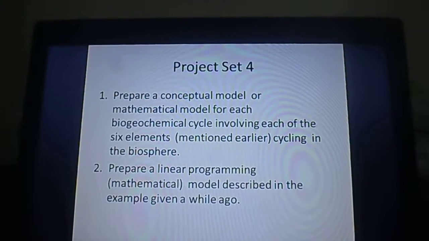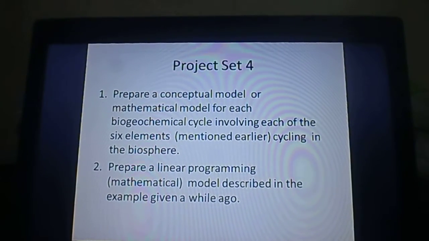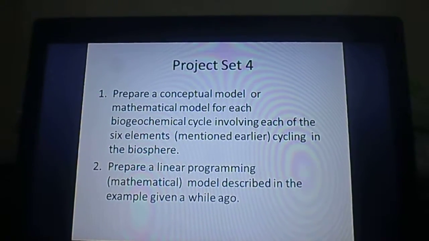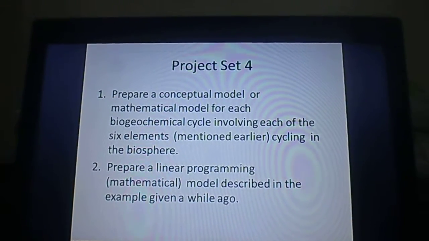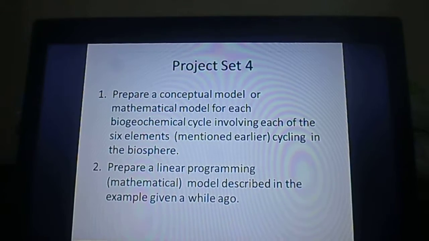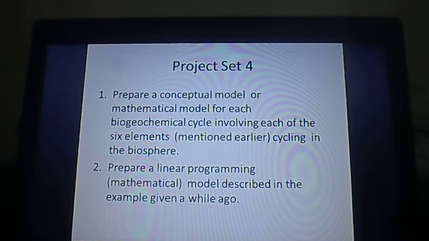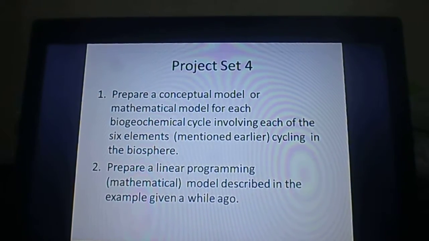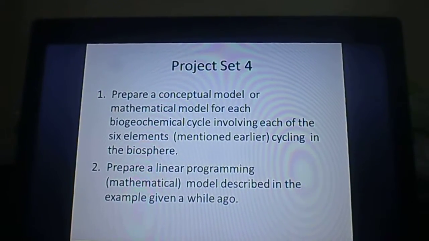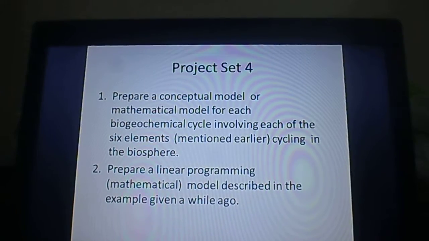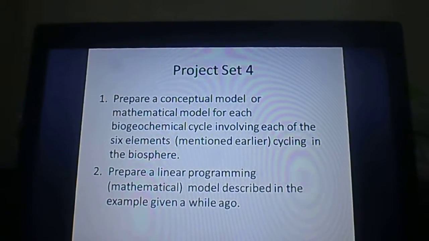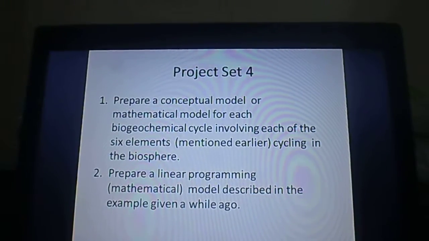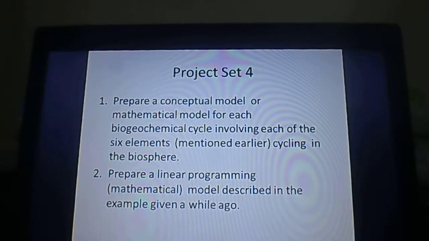Consider project set 4. Number 1. Prepare a conceptual model or mathematical model for each biogeochemical cycle involving each of the 6 elements mentioned earlier, cycling in the biosphere. Item number 2 in project set 4. Prepare a linear programming mathematical model as described in the example given a while ago.